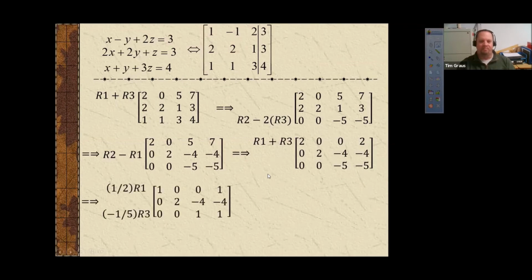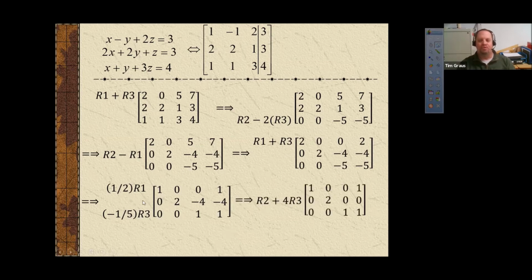For the next step, I'm going to multiply the top row by 1/2. Turns both of the 2's into 1's. 1, 0, 0, 1. I'm going to multiply the bottom row by -1/5. Makes the bottom row 0, 0, 1, and 1. And now this middle row, let's see what else I can do with that.